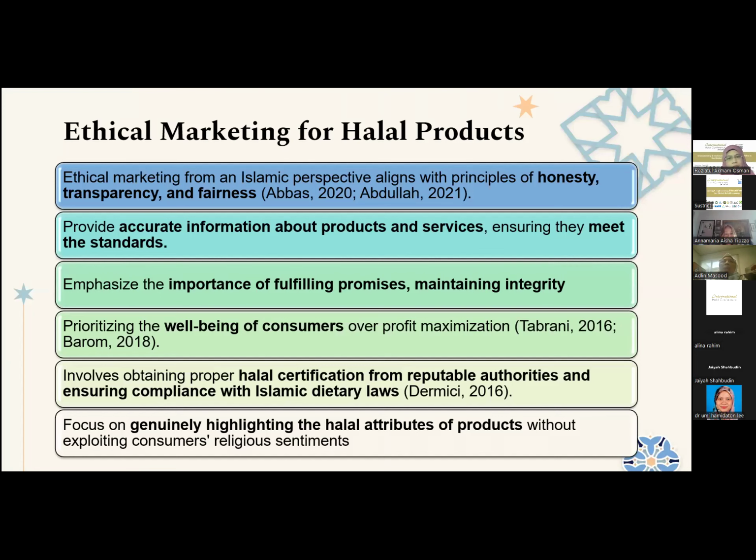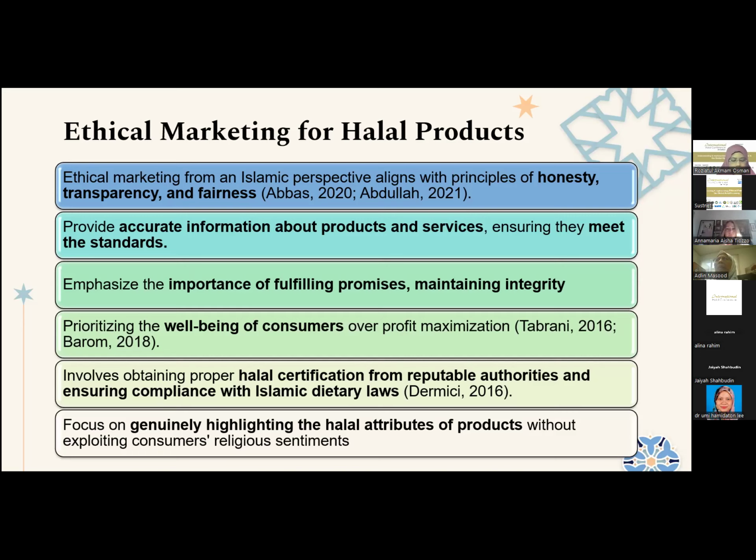Okay, so from that Islamic perspective, ethical marketing aligns with principles of honesty, transparency, and fairness. But companies must actually provide accurate information about products and services to ensure they meet certain ethical standards. And one of them is emphasizing the importance of fulfilling promises. Because we must always remember halal food is for the well-being of consumers.